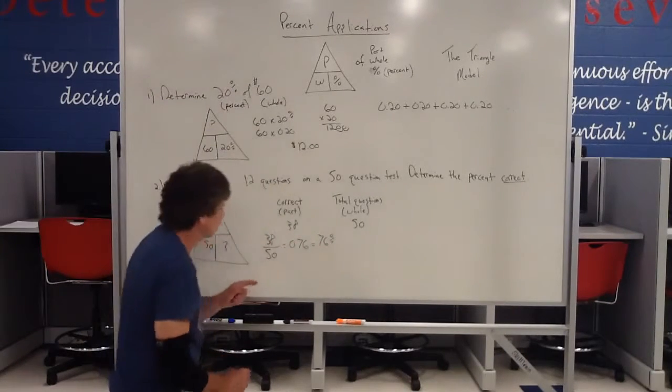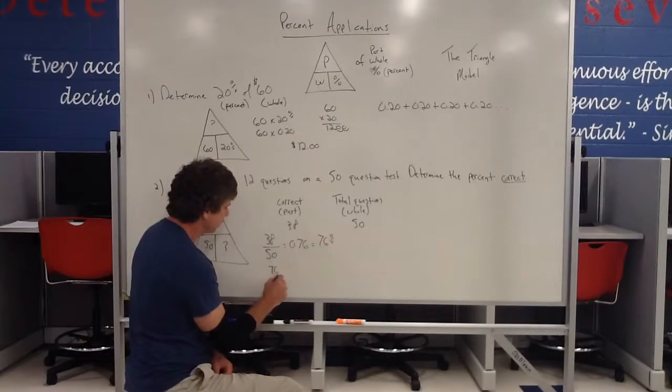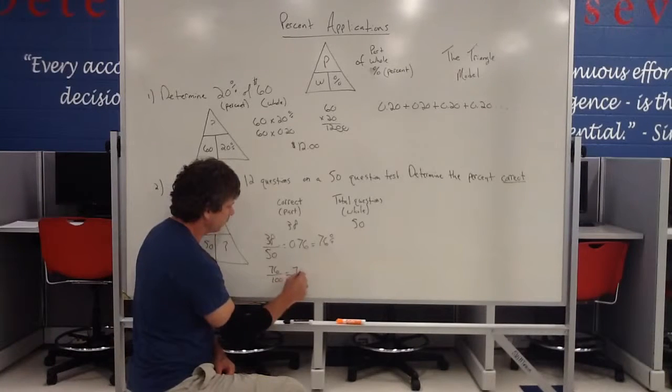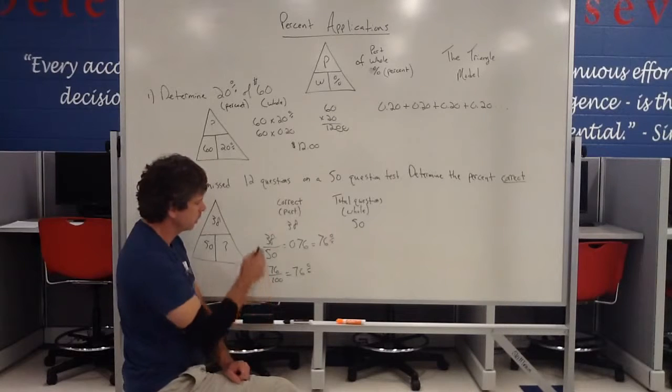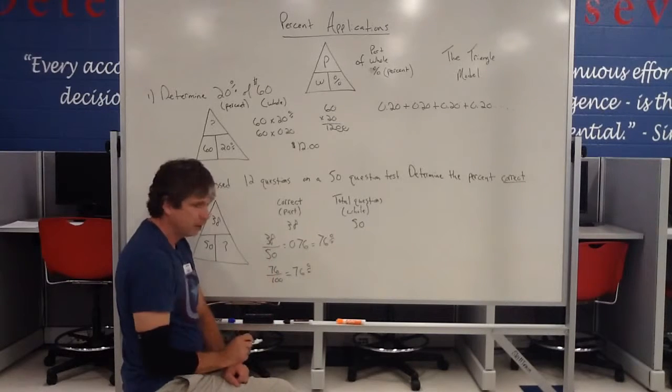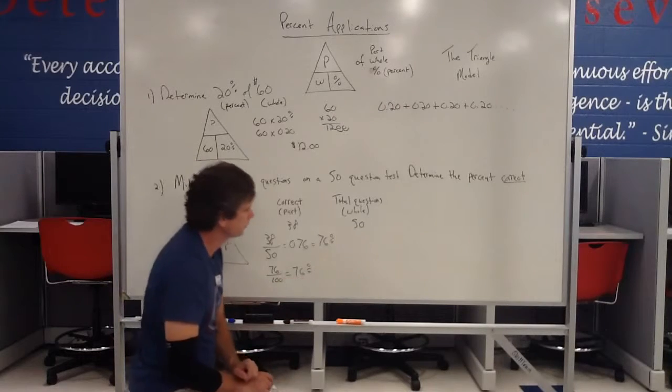Also, don't forget, we could have just multiplied the bottom by 2 and the top by 2 and changed that to 76 over 100, which in turn would give us 76%. And that would be a sneaky way of doing that. As a math teacher, grading a lot of tests, that's why I had 50 questions, because I was able to calculate that percent rather easily.